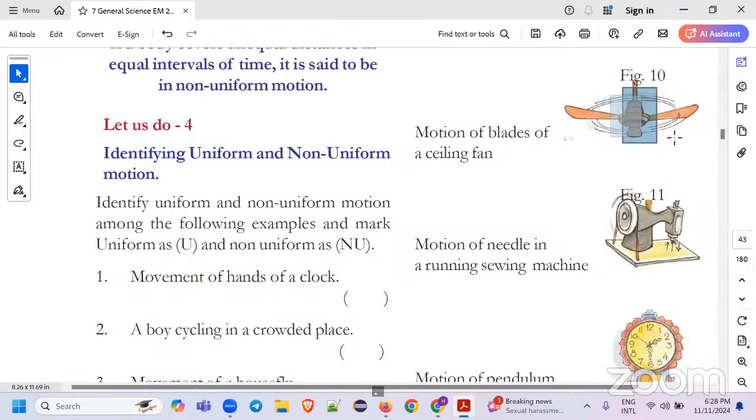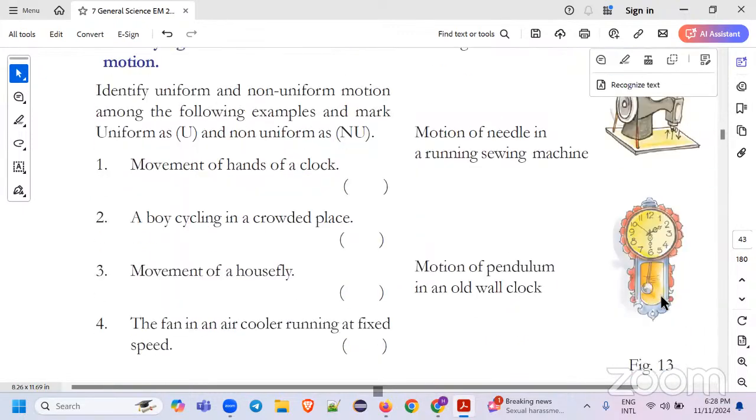Here the fan is revolving, the fan is rotating. And here in a clock, you can see the pendulum. It has a different motion. It is moving this side and that side, to and fro. Based on a mean position, it moves in two directions.